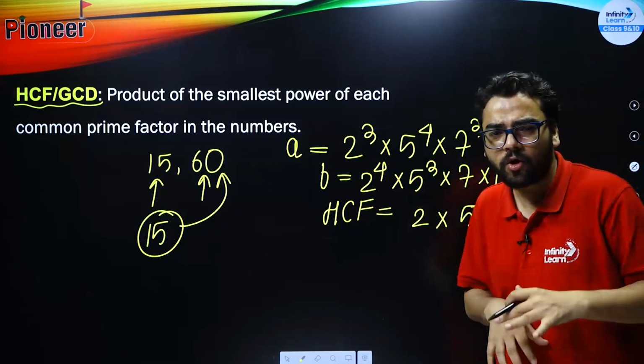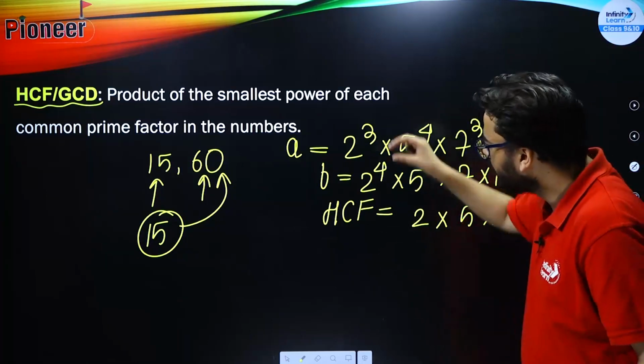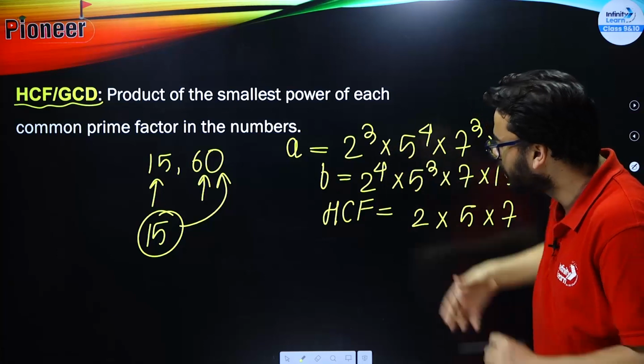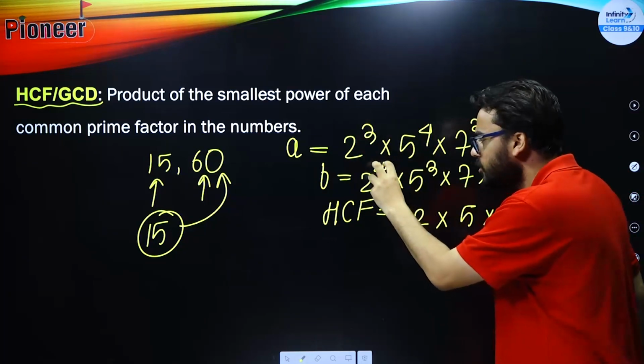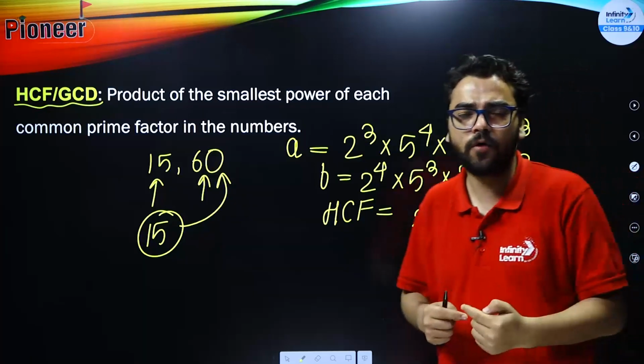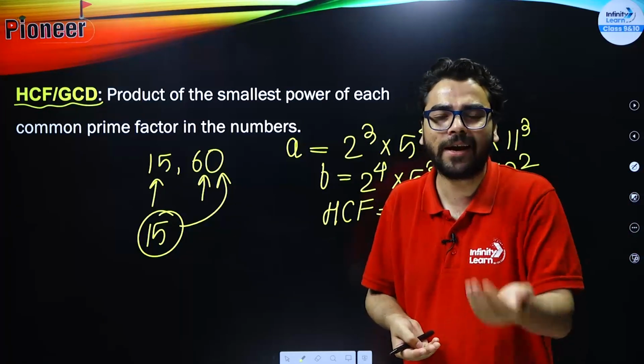And when you're talking about common, what does it mean? You see, this is 3 and this is 4. So automatically 2 raised to the power 3 will be included in 2 raised to the power 4 now, because 2 raised to the power 4 can be written as 2 raised to the power 3 into 2.